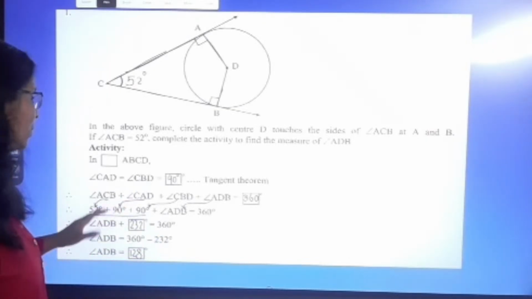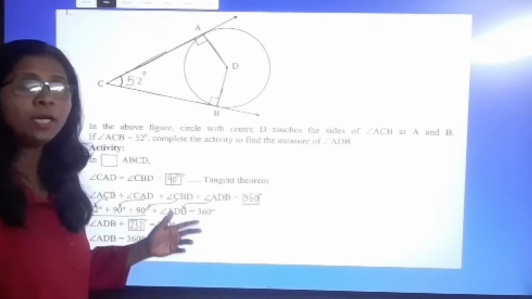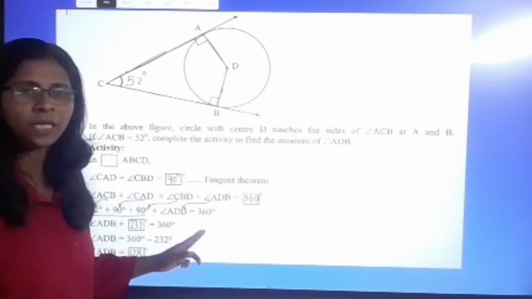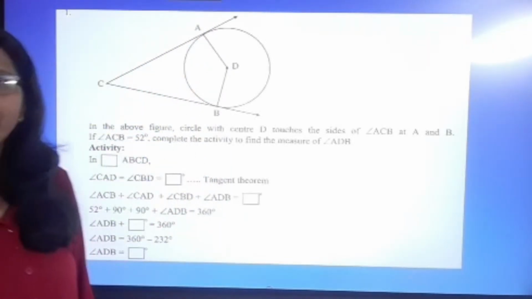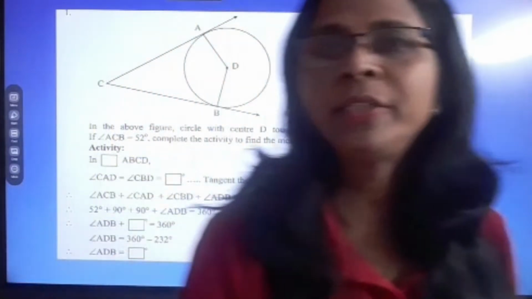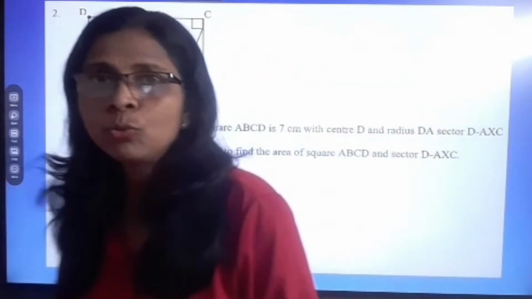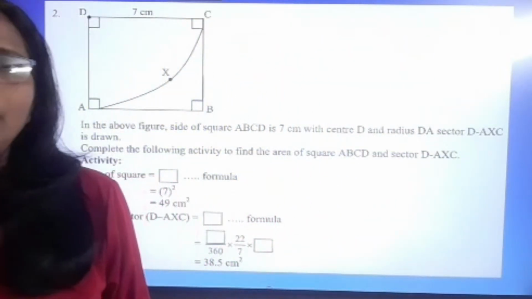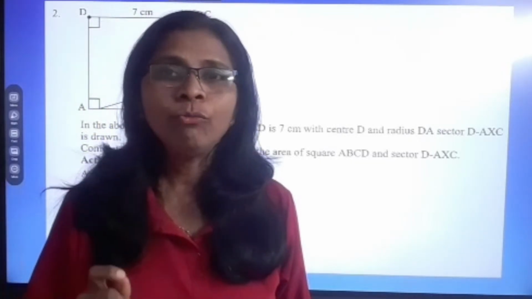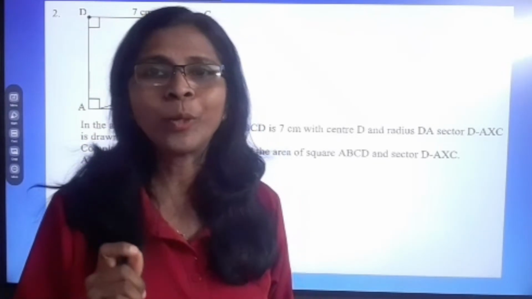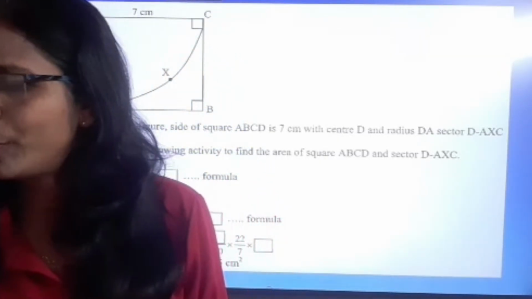So these are the only 4 boxes, and each box has half a mark, students. So the total is a 2 mark question. Each question is for 2 marks. So now let us see the second activity, students. This activity question is very important and very easy. You should try to solve it, okay? Each and every box should be completed with the proper answer. We want the proper answer.